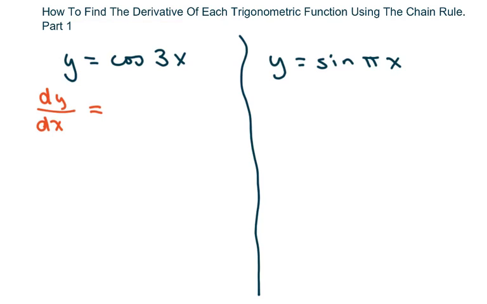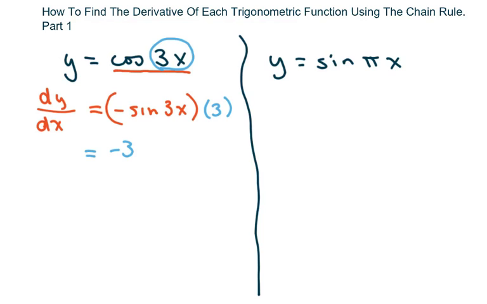So I'm going to take the derivative of cosine of 3x, which is, that's your major function, so that's going to be negative sine of 3x, and then you multiply this by the derivative of the inner function. That's your inner function. The derivative of that is just 3. And simplifying that, you get negative 3 times sine of 3x.